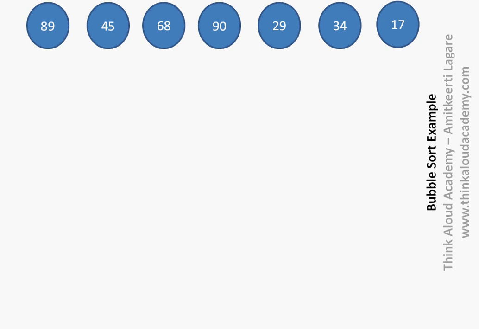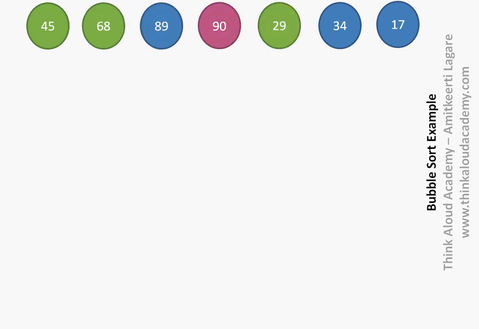If our aim is to move the bigger element, then when we check 89 and 45, since 89 is bigger than 45, 89 moves to the right and 45 moves to the left. So we will just go through this example here. First 89 and 45 are checked. Since 89 is greater than 45, 89 moves to the right and 45 moves to the left. And then 89 and 68 are checked, and 89 moves to the right, 68 moves to the left.